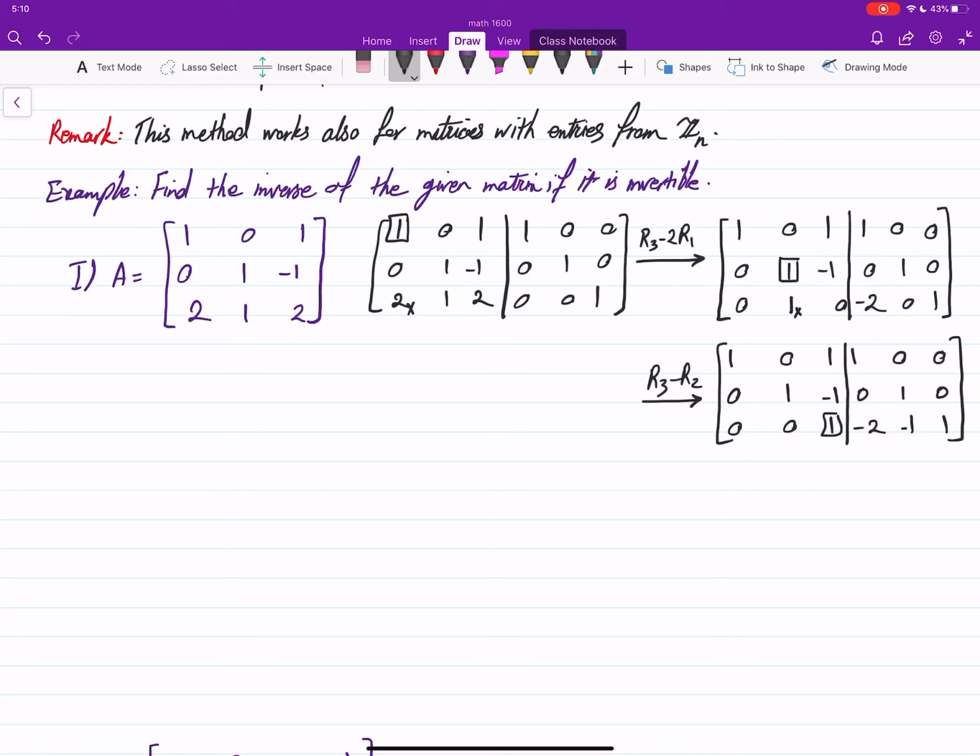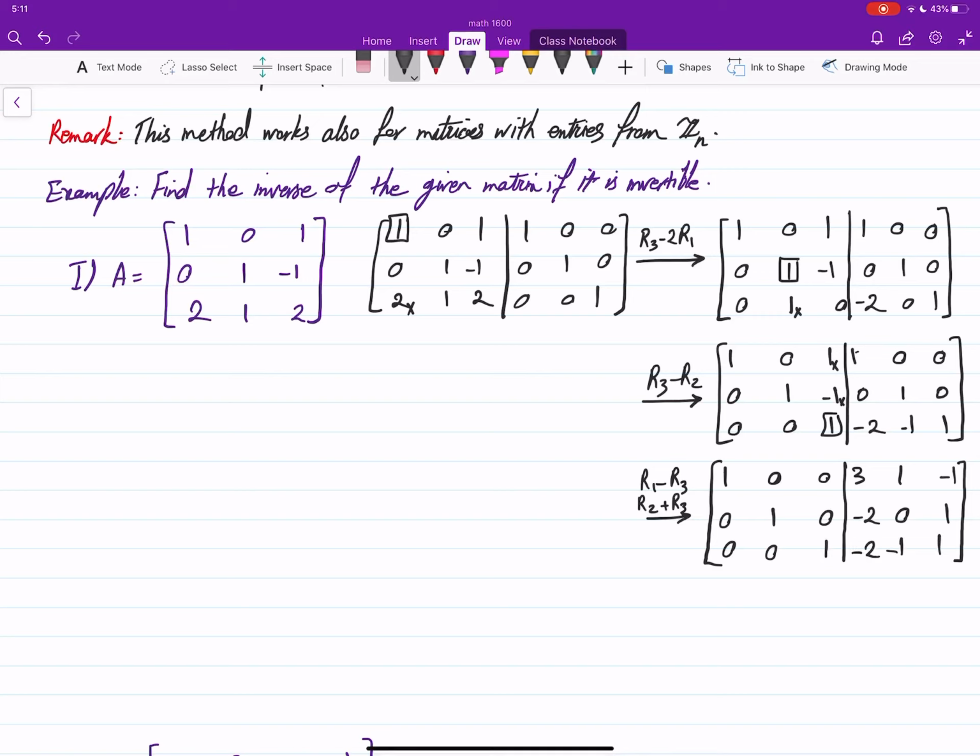Now this is the leading one. We have to get rid of these entries. So R1 minus R3. This will give us 1, 0, 0. So 1 minus negative 2 is 3. 0 minus negative 1 is 1. And 0 minus 1 is negative 1. Then we can get rid of this guy by R2 plus R3. So this is 0, 1, 0, negative 2, 0, 1. And the last entry stays the same.